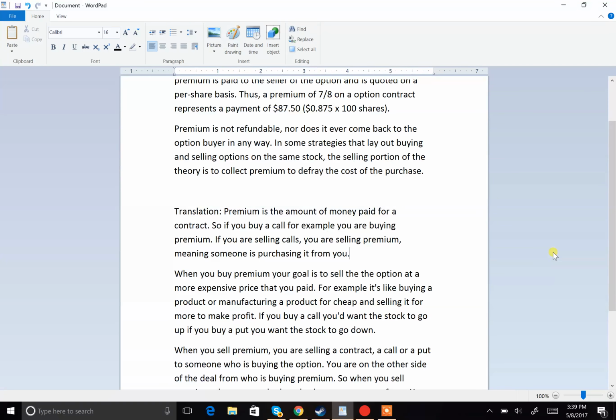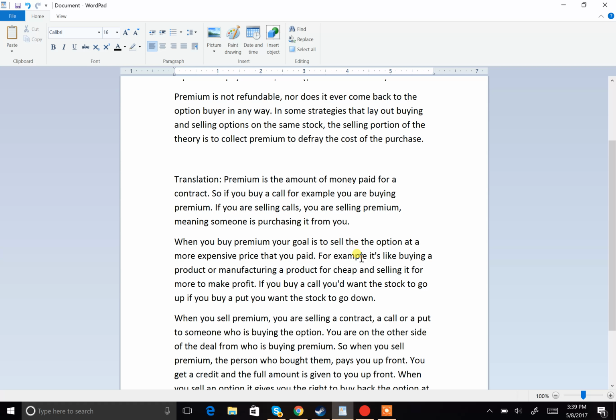So if you buy a call, for example, you are buying premium. If you're purchasing a call or a put, that is premium buying. If you are selling calls, you are selling premium, meaning someone is purchasing it from you. So those are the two sides of this whole thing. Buying, you buy from the seller, obviously, and selling, you're selling it to someone.